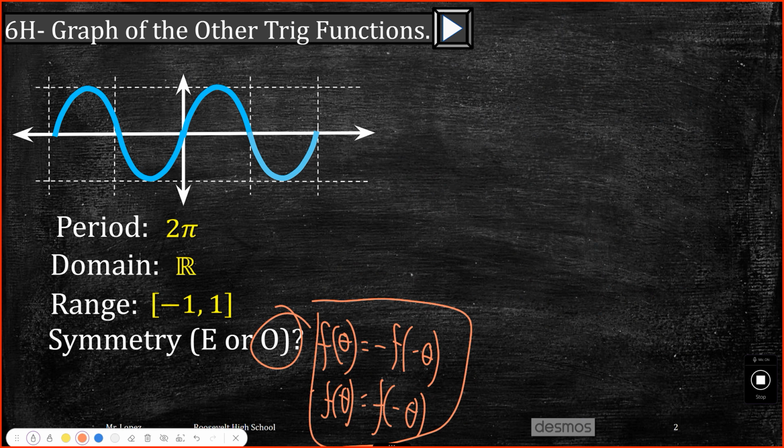For odd, f of theta equals negative f of negative theta, and negative f of theta equals f of negative theta. And this is going to help you when we go back to the unit circle and try to get these sines and cosines of it.